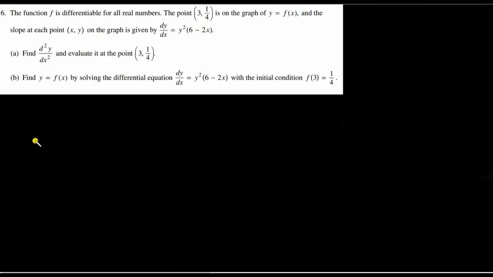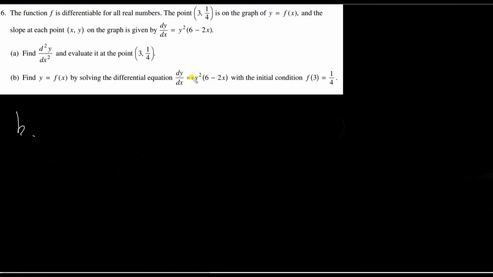Part B: find y equals f of x by solving the differential equation dy/dx equal to that from our stuff there, with the initial condition f(3) is equal to 1/4. So they just want us to solve the differential equation. Remember that the only technique you need to know for AP Calculus is separating the variables. So we're going to do that.